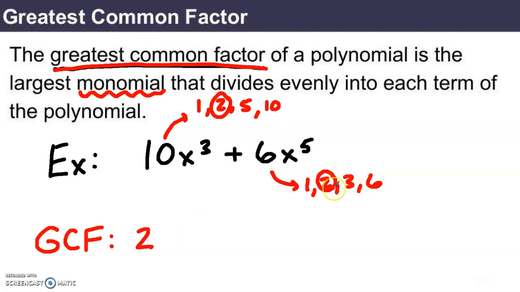If I picked a bigger factor like 3, 3 goes evenly into 6, but it doesn't go evenly into 10. Same deal with 5. 5 goes evenly into 10, but not into 6. 2 is the biggest one that goes evenly into both 10 and 6.